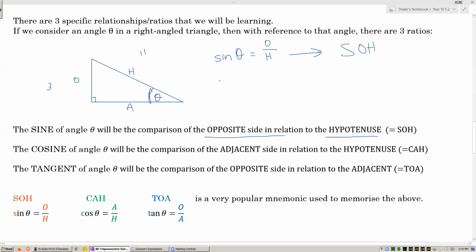And cos theta is another ratio. It's a slightly different ratio. And this is adjacent over hypotenuse. And we shorten this as CAH. And finally, you have a third ratio, which is the opposite side divided by the adjacent side. And we shorten this as TOA, SOHCAHTOA. So to memorize this, you have to remember SOHCAHTOA.